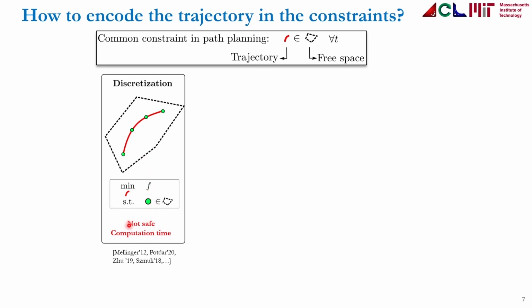On one hand, this is not safe, and the reason why this is not safe is because we don't have any guarantees of what happens between two discretization points. And then on the other hand, we can actually get very high computation times due to the high number of constraints that we need to impose.